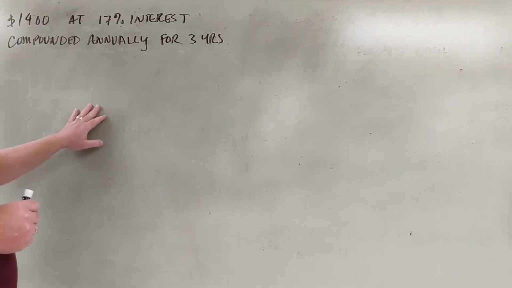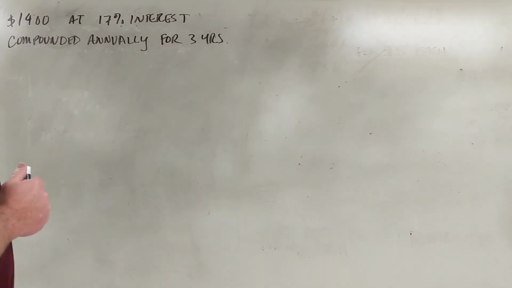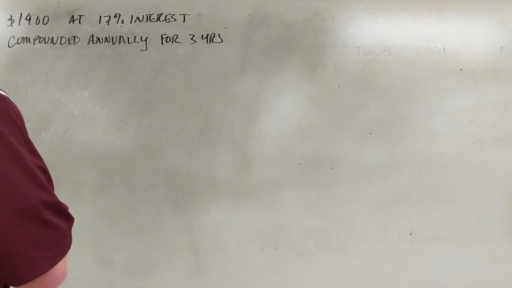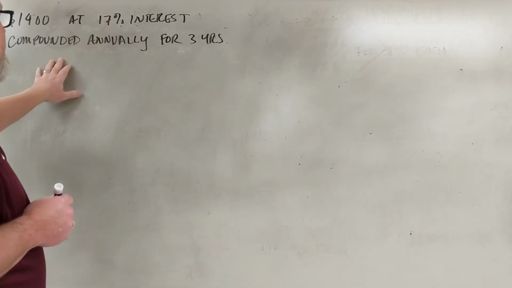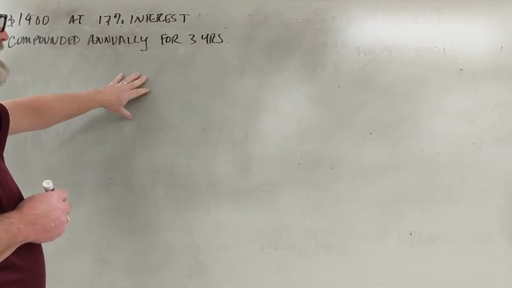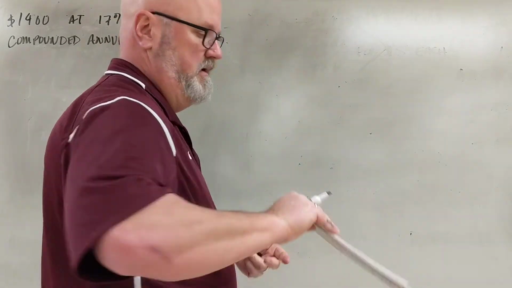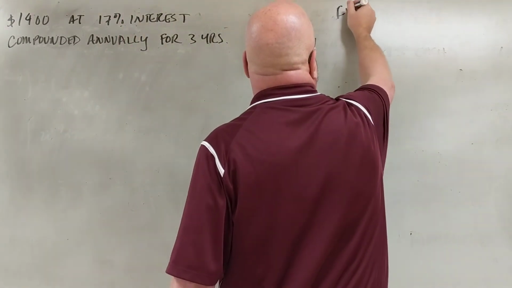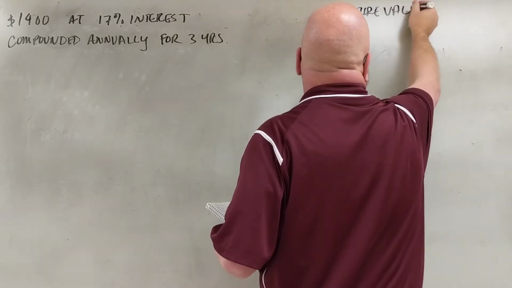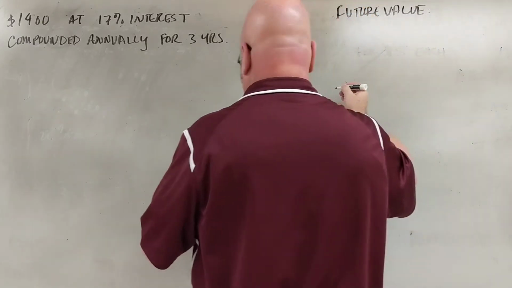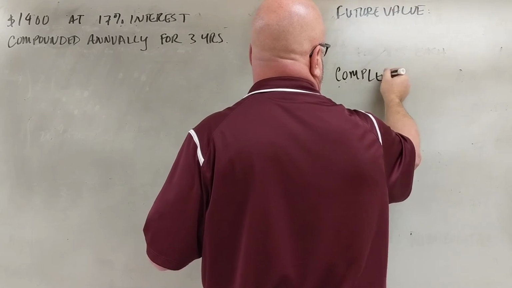I've been asked to work a problem like this, which is normally grouped under business math or finance. It's a $1,400 loan at 17% interest compounded annually for 3 years. And we want to calculate the future value of the loan, how much compound interest, and the future value will be based on compound interest.